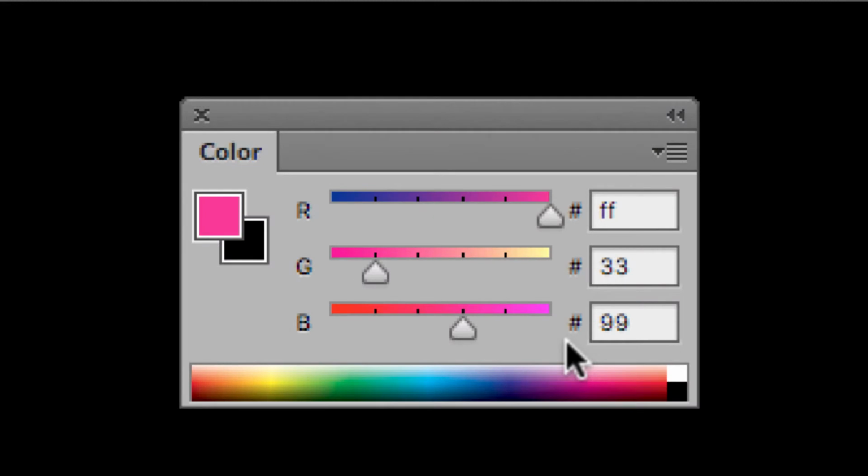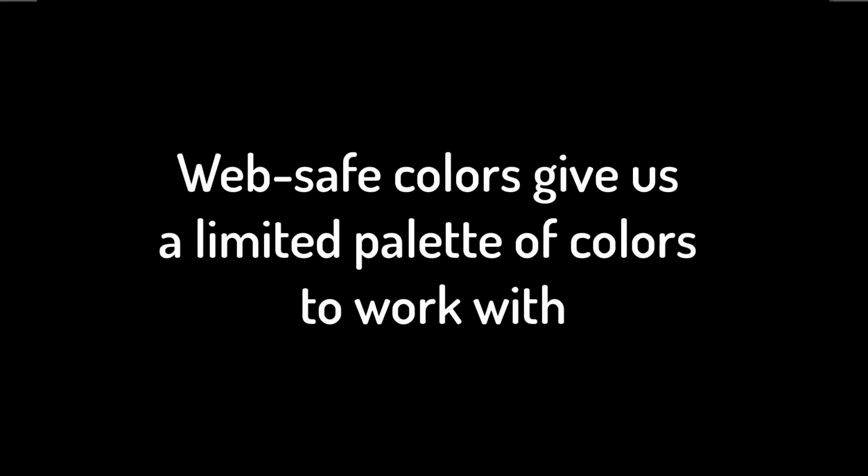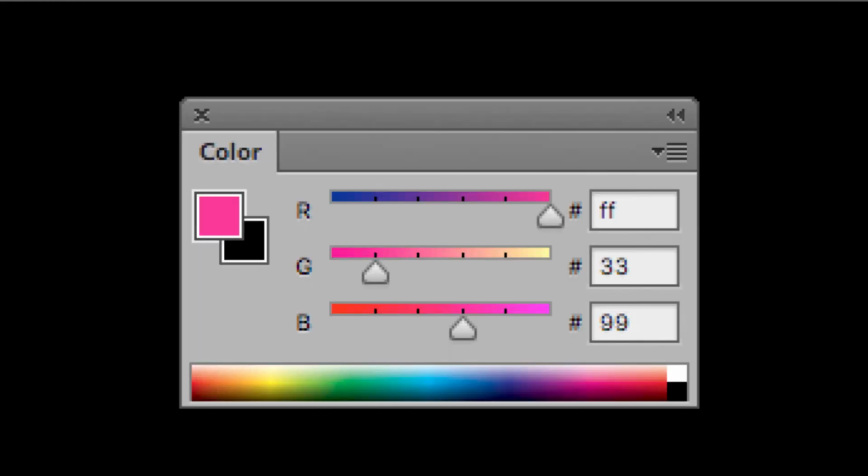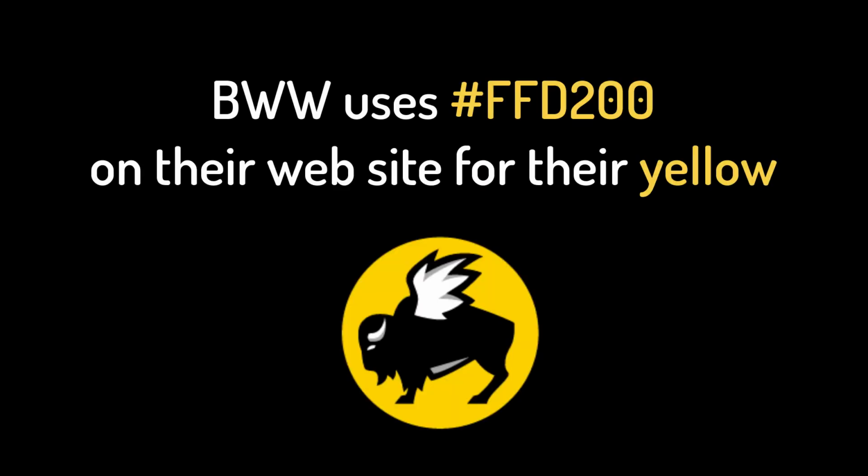Now, we don't have to use web-safe colors anymore because we don't use monitors that only display thousands of colors. But one reason we would use web-safe colors is that it gives us a limited palette to work with. 16.7 million colors is a lot to choose from. Kind of like the way we use PMS colors in print, we have specific shades of colors that we might use for something. We might have a specific web-safe color that we use for our headlines, for our type, for background colors, and so on.